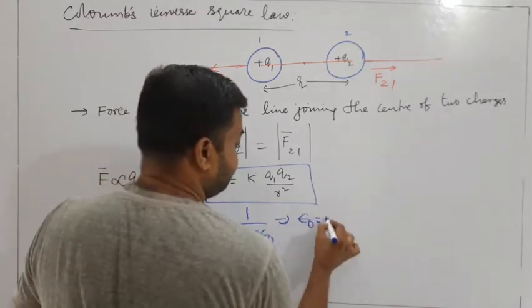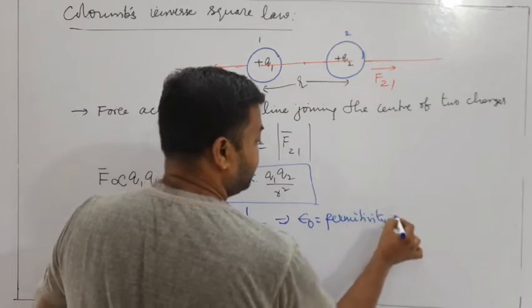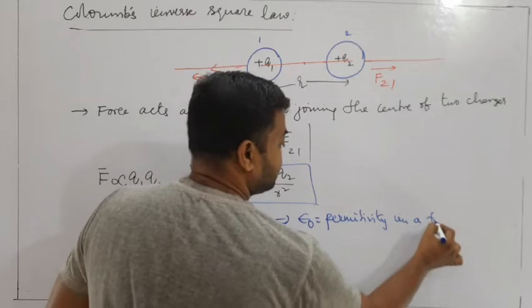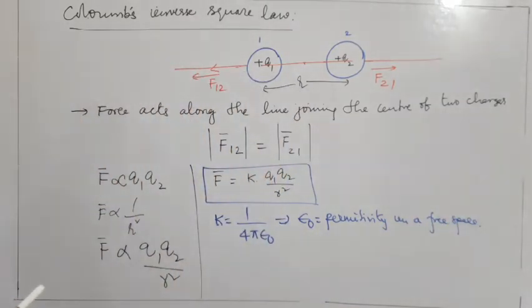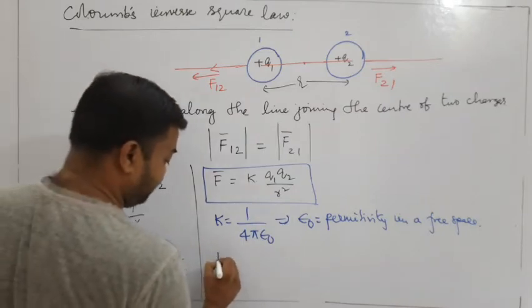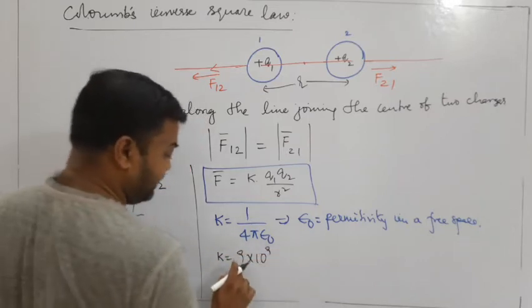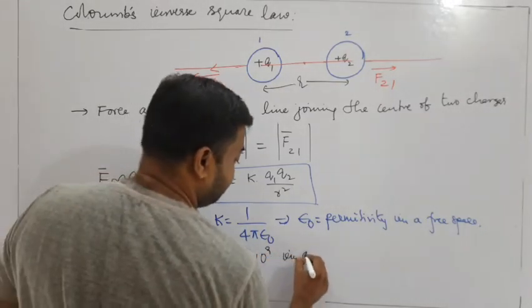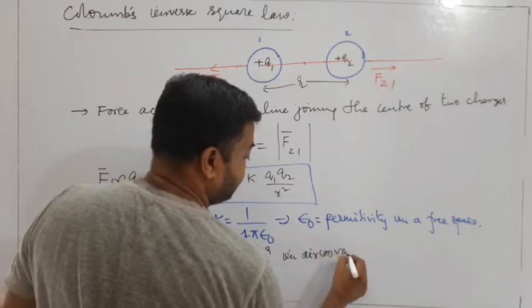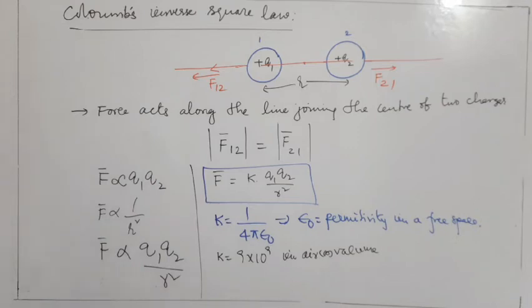epsilon naught we can say is permittivity. This we are calling permittivity in free space. And the value of k is 9 into 10 to the power of 9. Okay, the value of k is 9 into 10 to the power of 9 in air or vacuum. అంటే ఎయిర్లో కానీ వాక్యూమ్లో కానీ దీని వాల్యూ ఎంతమ్మా 9 into 10 to the power of 9.